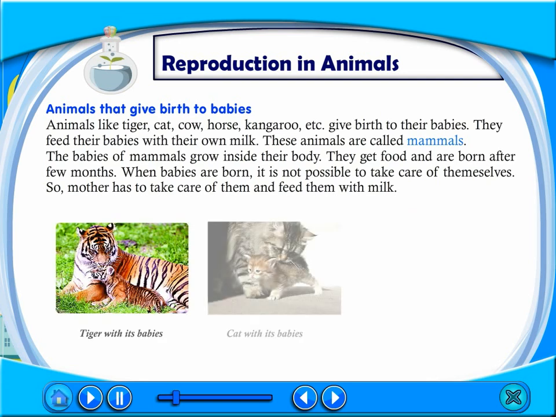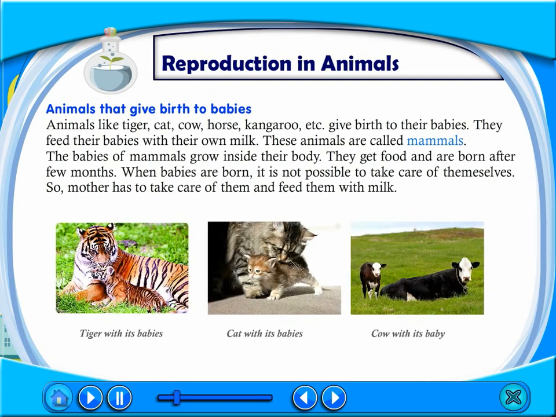Animals that give birth to babies. Animals like tiger, cat, cow, horse, kangaroo, etc. give birth to their babies. They feed their babies with their own milk. These animals are called mammals.